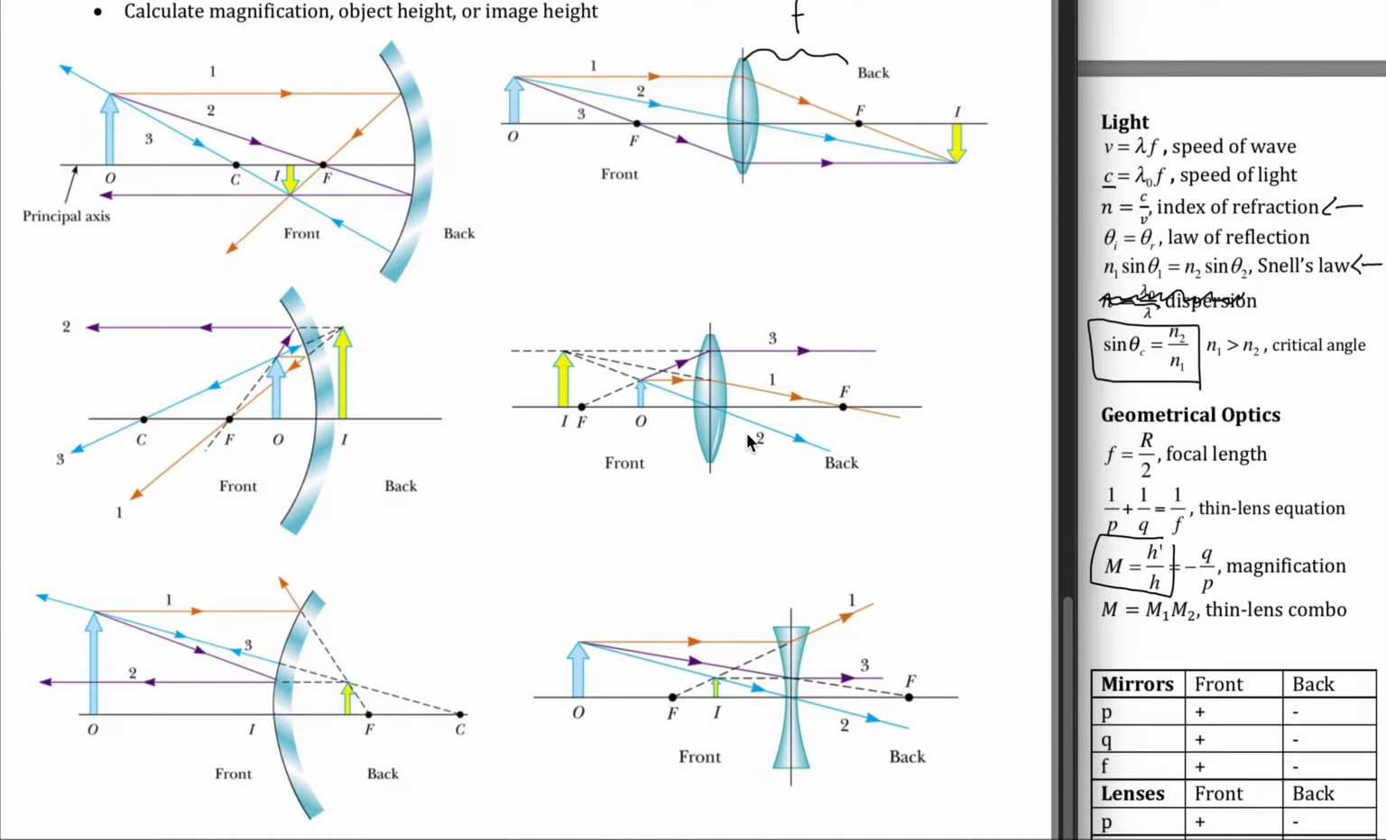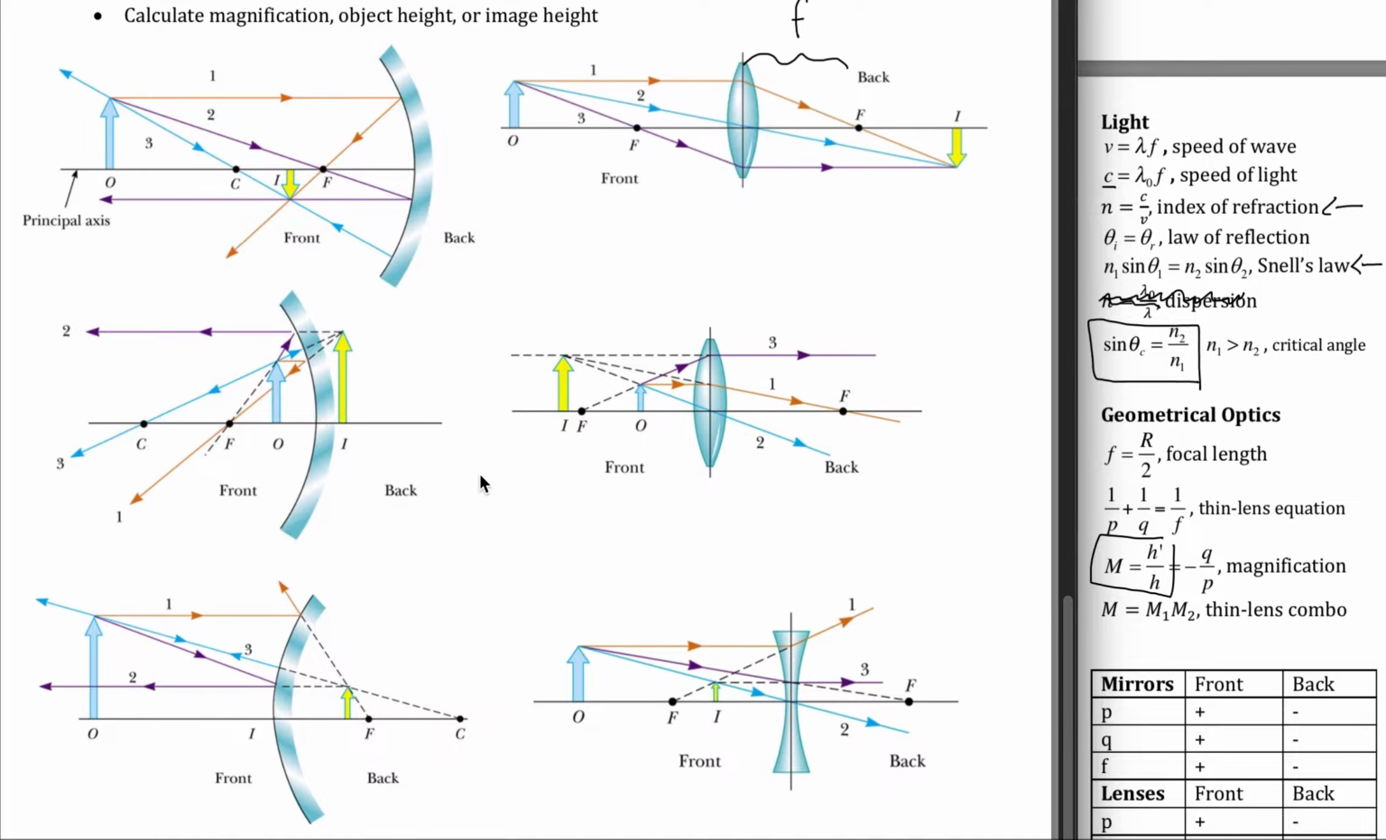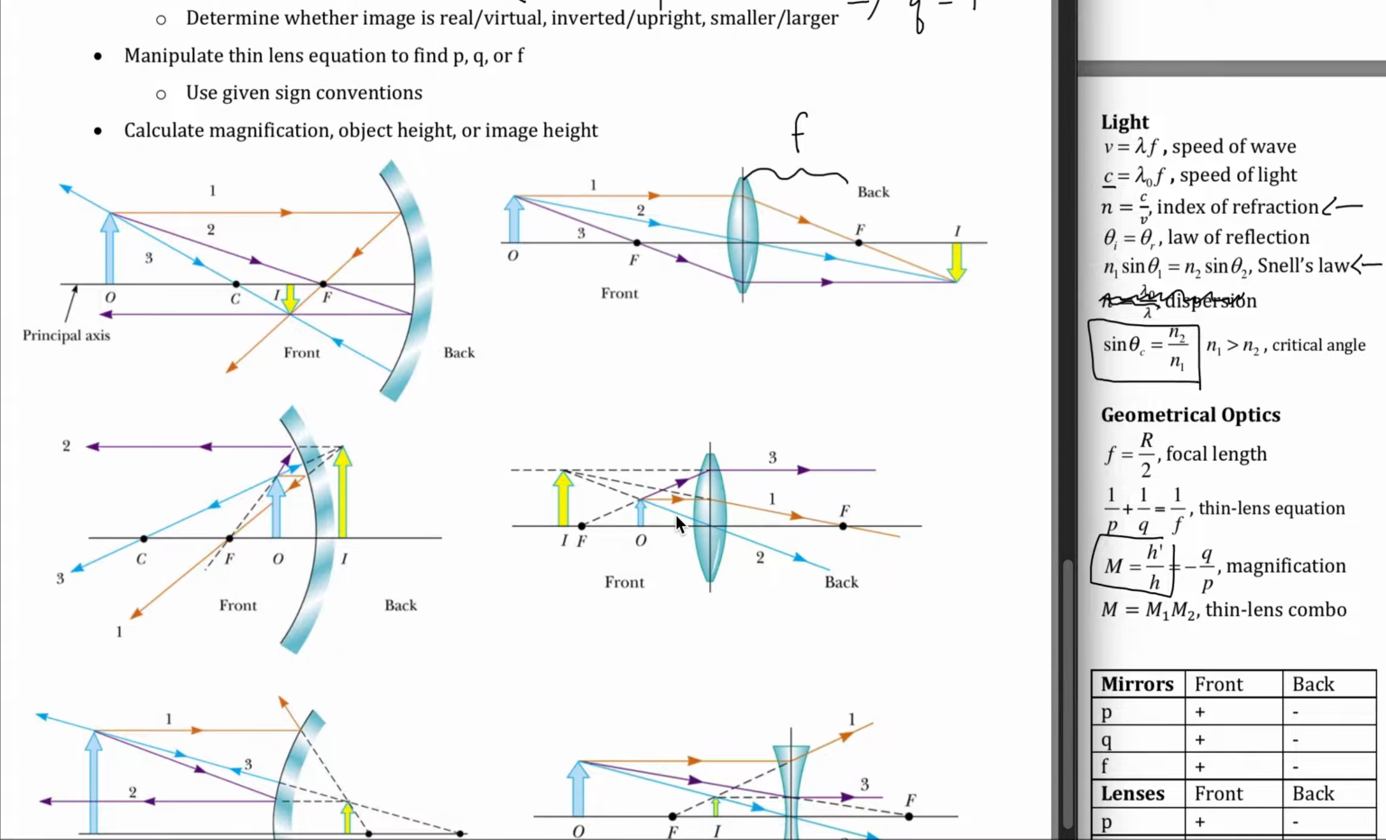The only time it looks different is if you have a convex mirror, then it's parallel and then it appears to come from the focal point, but it actually doesn't go through the focal point. Same thing with your diverging lenses. It's parallel and then it appears to come from the focal point on the same side.